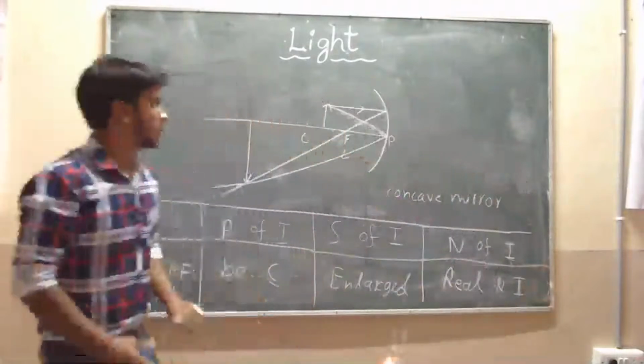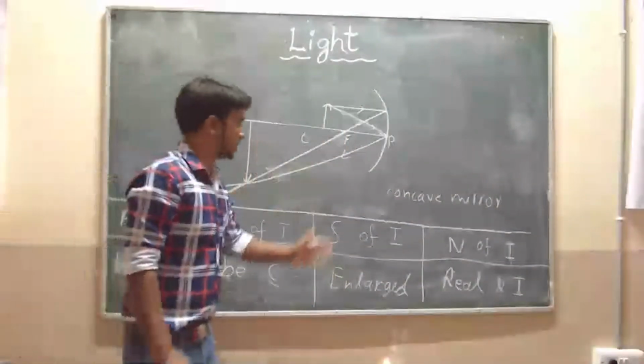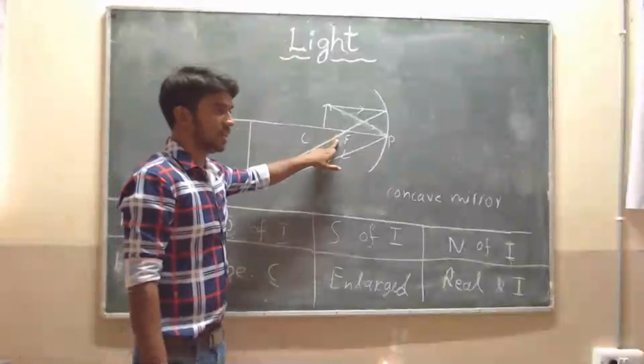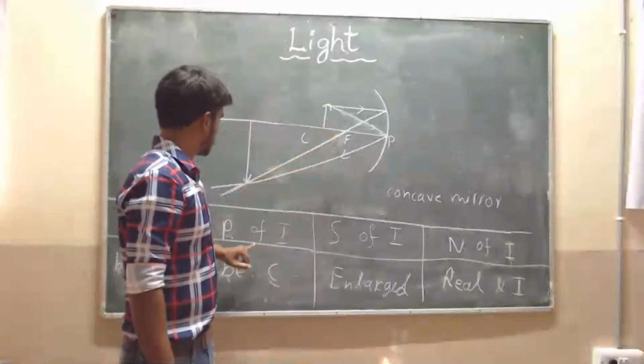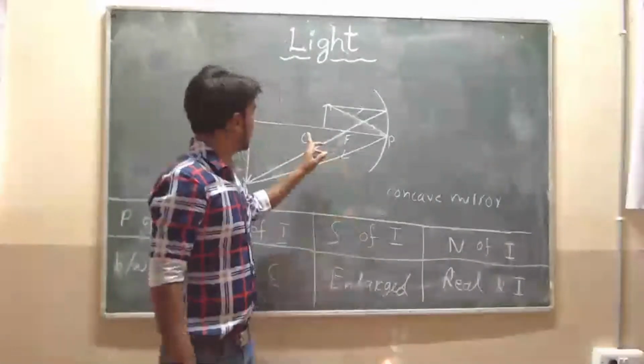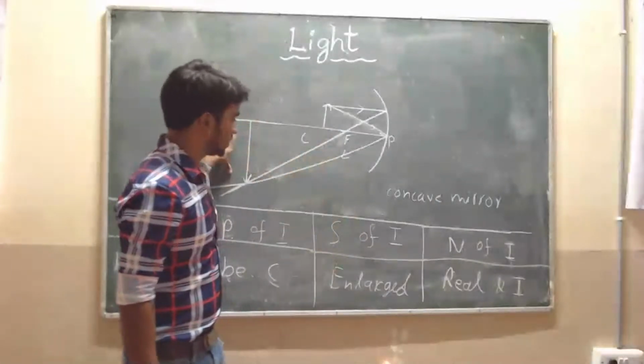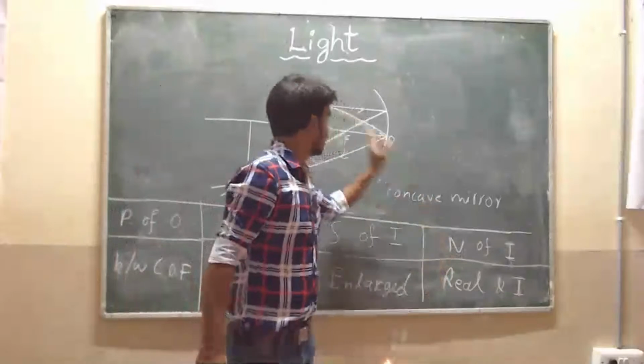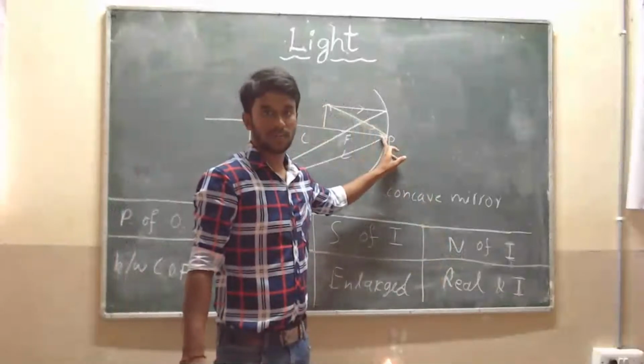Okay, see, first the position of the object is between C and F. Position of the image behind C. Then size of the image is enlarged. Then nature of the image is real and inverted. Okay.